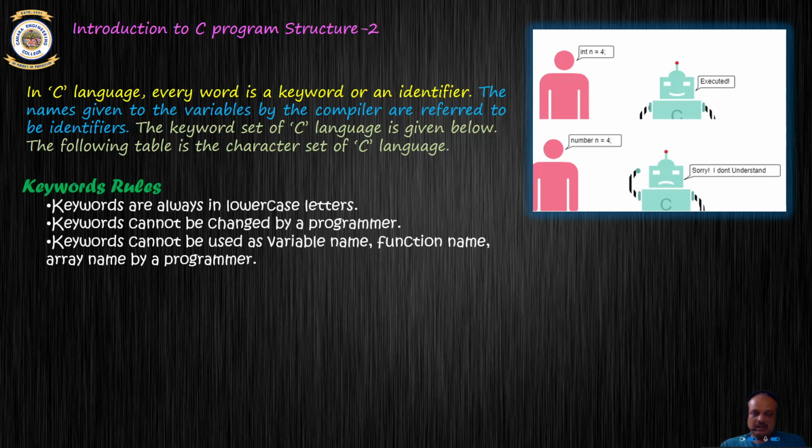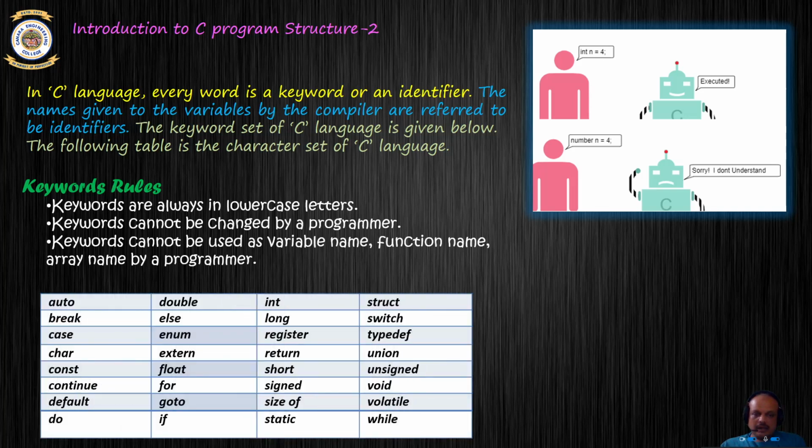Keywords follow a general set of rules. Keywords are always written in lowercase letters. Keywords cannot be changed by a programmer. Keywords cannot be used as variable names, function names, or array names. In the C language, there are 32 keywords. I strongly recommend you to go through each one of these keywords and get to know their functionality or associated action. This forms a major part in understanding the C program.